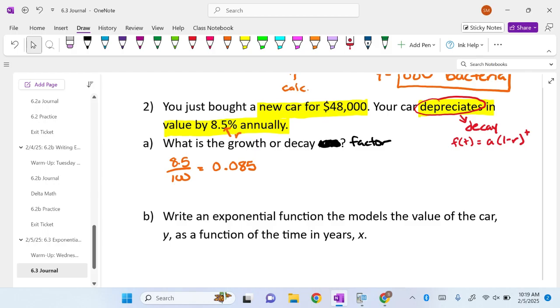So we're essentially finding our B value, guys. So what do I do next once I get my R value as a decimal? Guys, what did we do in the previous examples where it said 7% growth?